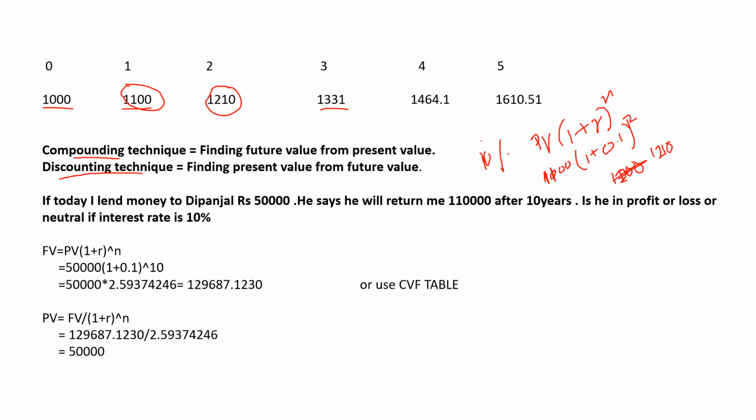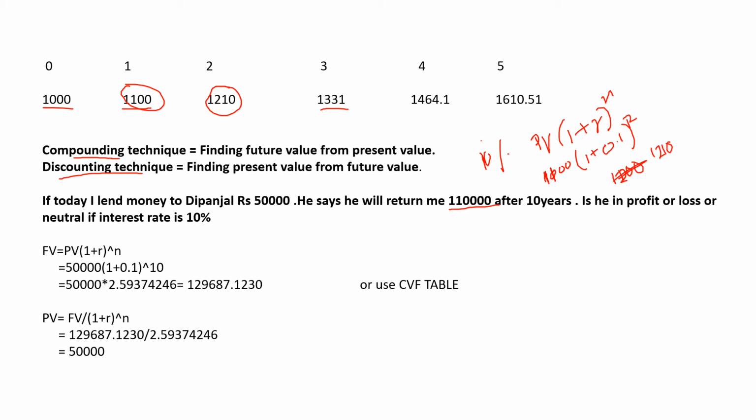This time value of money is very important while taking decisions in our business. Let us see another example. Say this one. If today I lend money to Dipanjal, rupees 50,000, and he says that he will return me 1 lakh in 10 years. So is he in profit or loss or neutral?